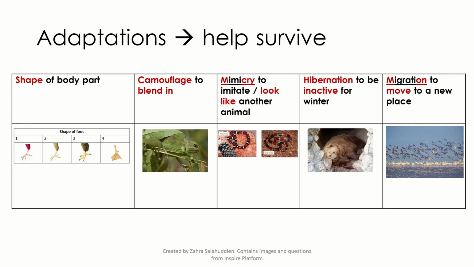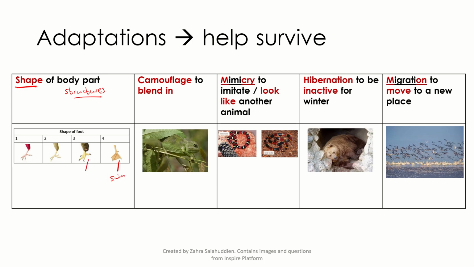All these structures we looked at are not the same shape, and we call this adaptation. The adaptation is something that helps the organism to survive, helps the animal or the plant to live in its environment. So different animals have different shapes on their structures. And this helps them to live in different places. For example, a bird that lives in water will need a foot that is this shape, like number 4, so that it can swim.